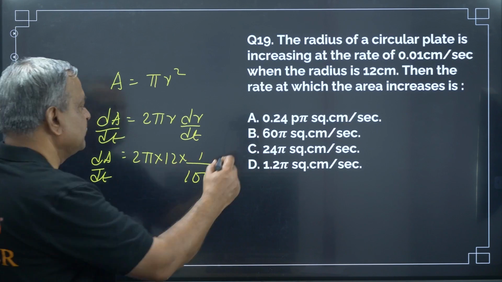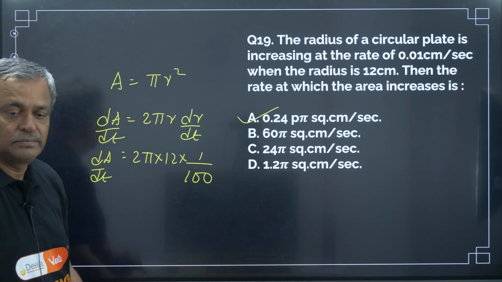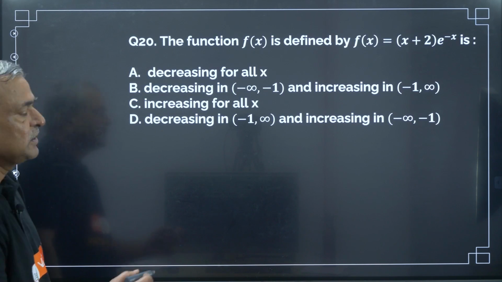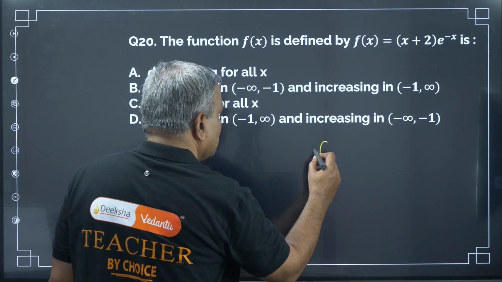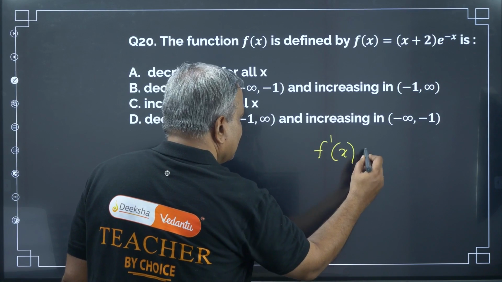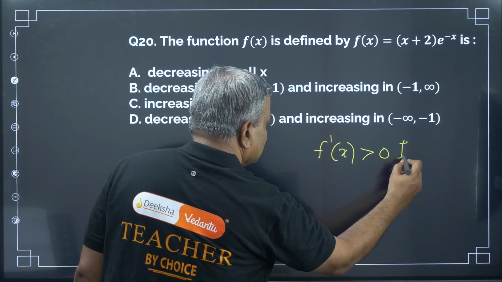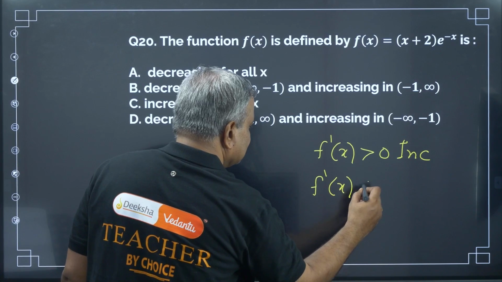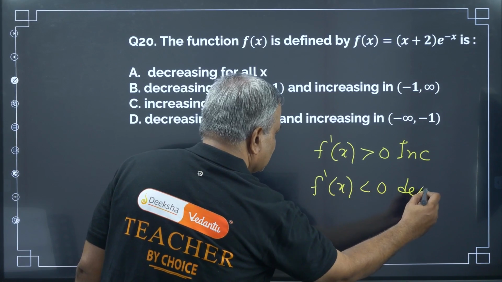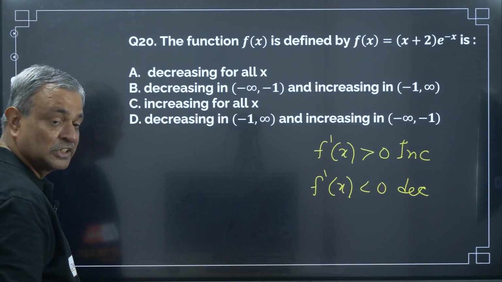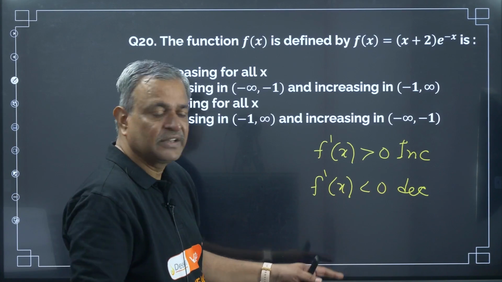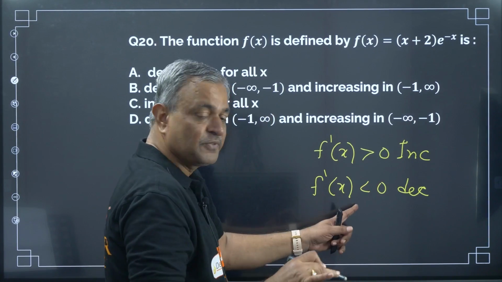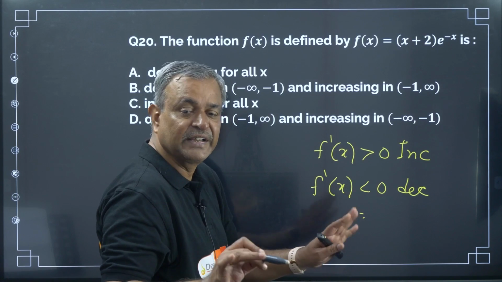This is option A. A simple one. f(x) is defined as f(x) equals x plus 2 times e to the power minus x. Okay, differentiate it. What's the concept of an increasing or decreasing function? f dash x greater than 0 is the concept of an increasing function. f dash x less than 0 is a decreasing function. Okay, strictly increasing and strictly decreasing. If the equal to sign is there, we say only increasing, or only decreasing.